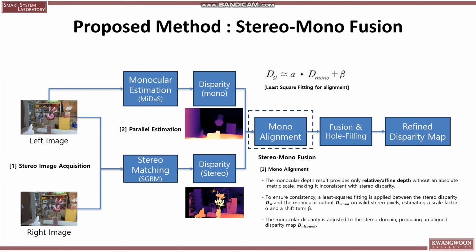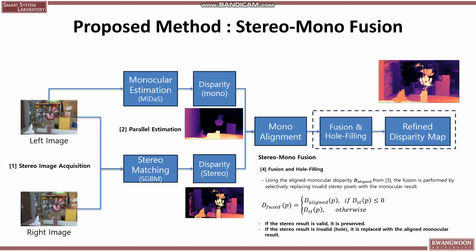The next step is to resolve the scale inconsistency. The monocular output is only a relative depth map. To align it with SGBM's absolute scale, we apply a least squares fitting method. This estimates a scale and shift factor, transforming the monocular map into a new aligned map that shares the same domain as the stereo result.